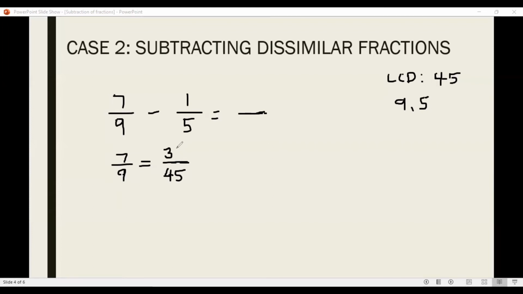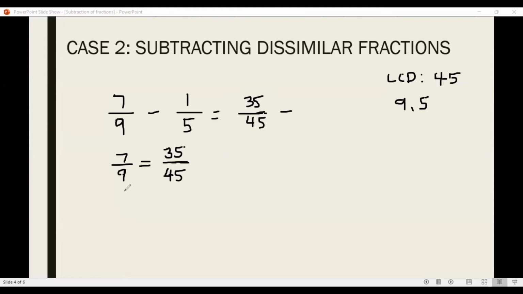Again, 35 over 45 is equivalent to 7 over 9, because as you notice, when you divide 35 by 5, it results to 7, and 45 by 5, it results to 9. Again, we call them equivalent fractions. So we have now a value for 7 over 9, which is equivalent to it, and that is 35 over 45. Okay, and the next thing here is the 1/5.